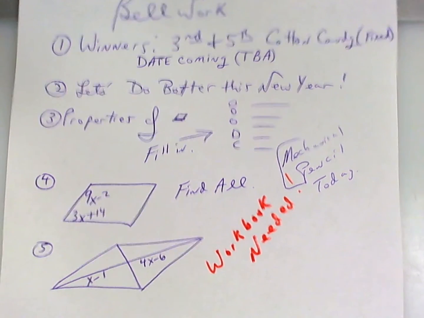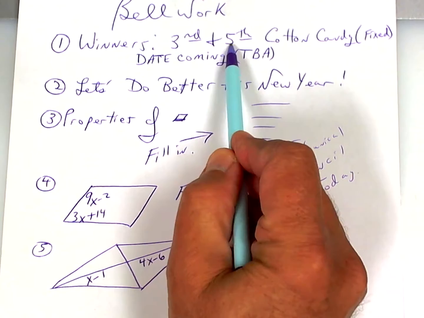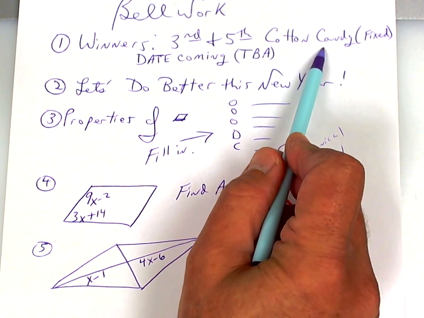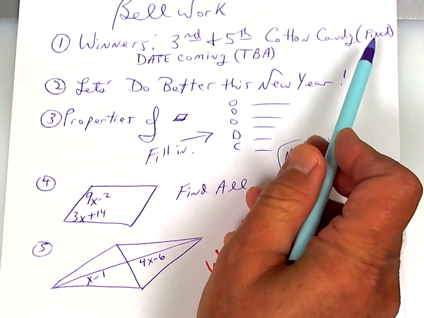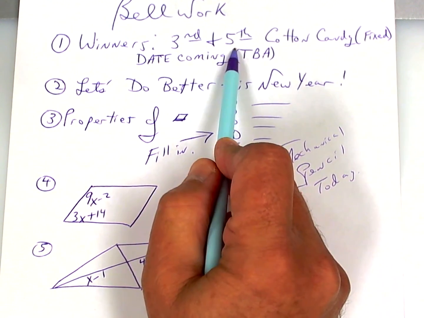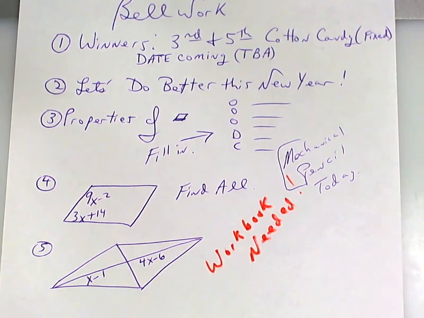Now, if you know you didn't try very hard this past year, let's try to do better. Okay, so let's do better this year. And by the way, it looks like third period and fifth period will be getting that cotton candy party, and the date will be announced. Okay, I managed to get that fixed. And if you didn't, then this is certainly something to try for the end of the year. Okay, all right, so let's go on.